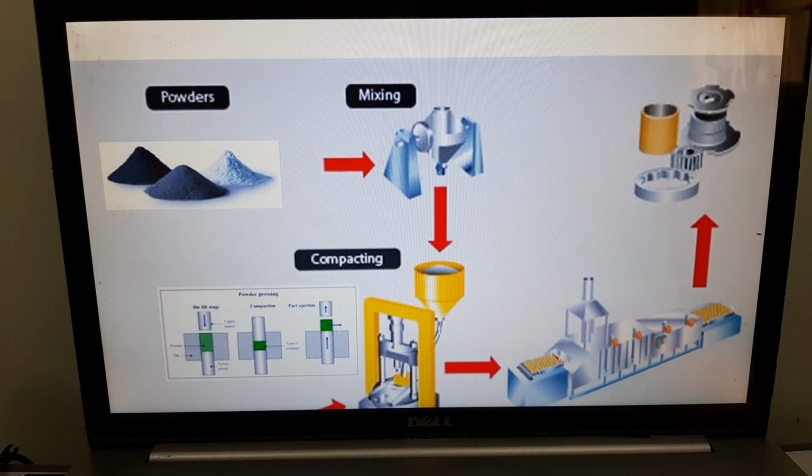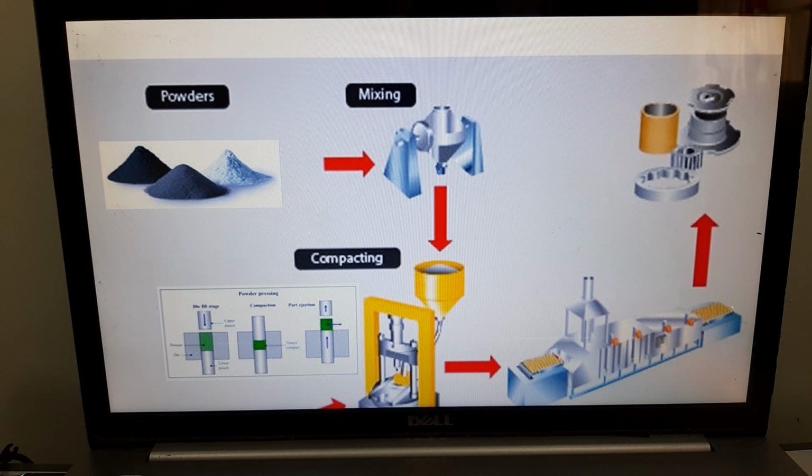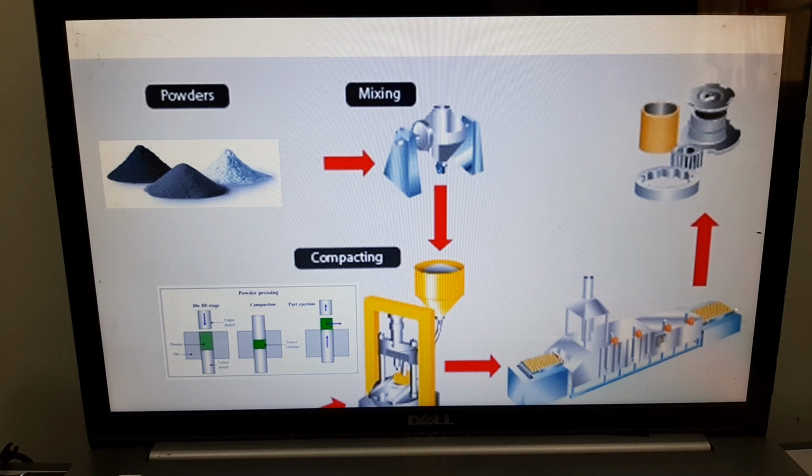So it's the same concept, except the starting technique is different, where die casting uses liquid or molten metal, whereas in powder metallurgy your starting material is in the form of a powder. Again, the keyword here is micro. Your powder has to be micrometer or nanometer range fineness.